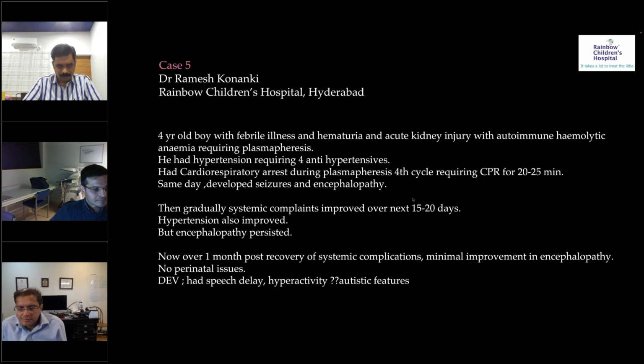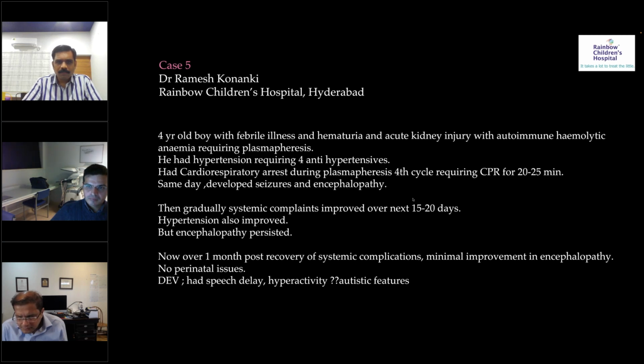Yes. So this is a 4-year-old boy. This history started almost 2 months back when he came with a febrile illness, and then he had some analgesics and antibiotics, and that precipitated some hematuria and led to acute kidney injury. The child came with almost like a hemolytic uremic syndrome like picture, or autoimmune hemolytic anemia like picture.